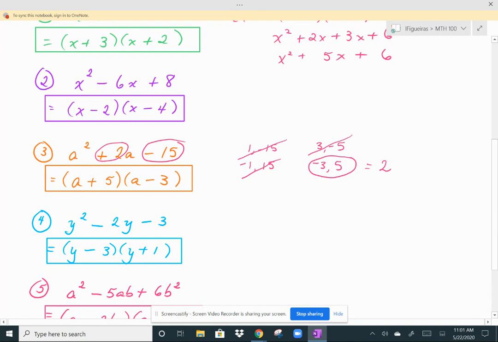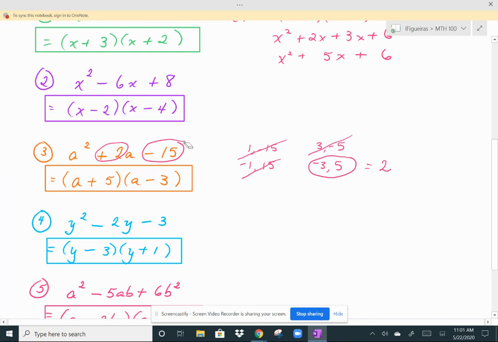So your factors are a plus 5 and a minus 3. Again, you could have also written it as a minus 3 times a plus 5. It doesn't matter. This is commutative, so the order of your factors could be in any order. Okay, so let's move on to the next one.